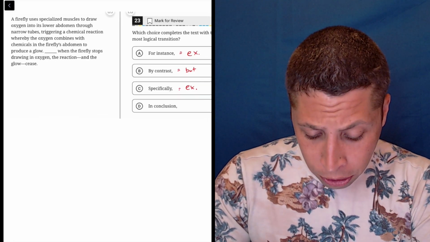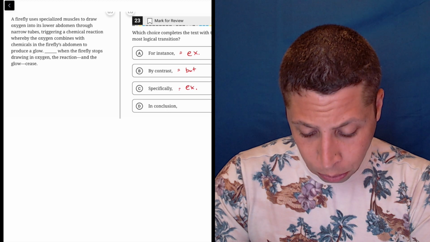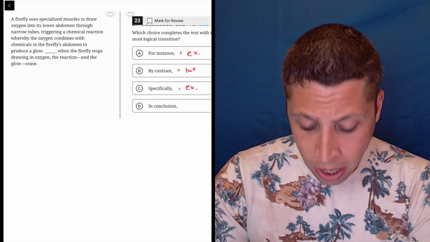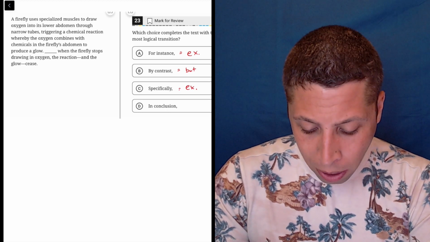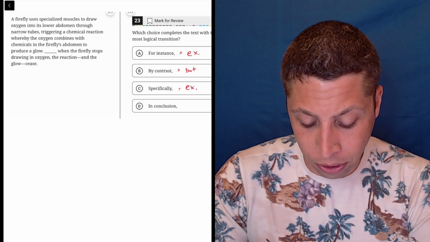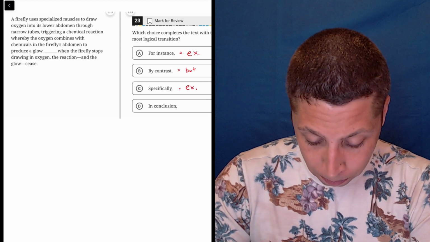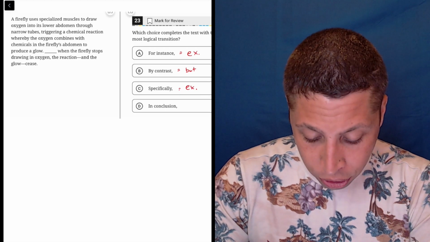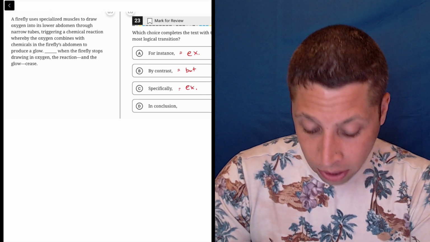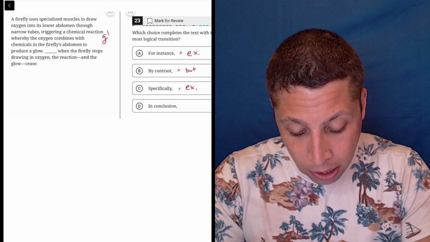A firefly uses specialized muscles to draw oxygen into its lower abdomen through narrow tubes, triggering a chemical reaction whereby the oxygen combines with chemicals in the firefly's abdomen to produce a glow. So this is just a description. When the firefly stops drawing in oxygen, the reaction and the glow cease. So this is describing the glow.